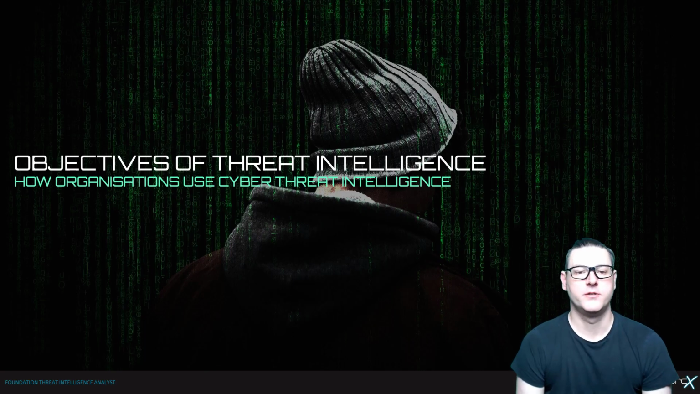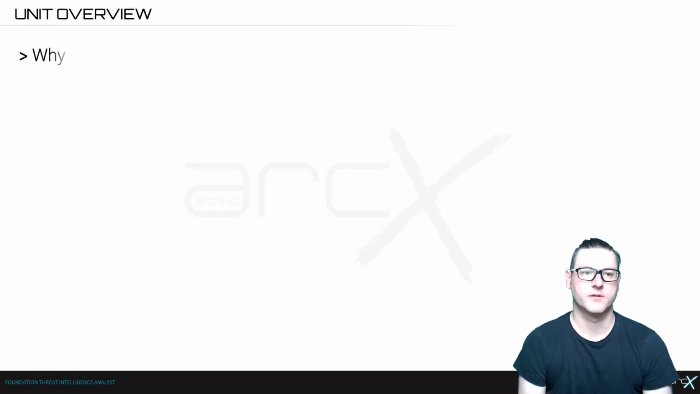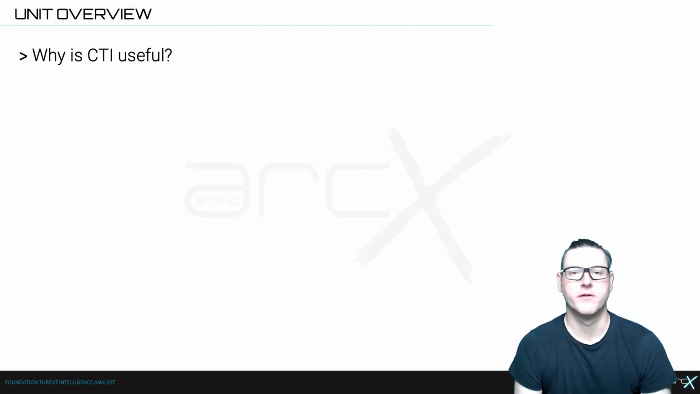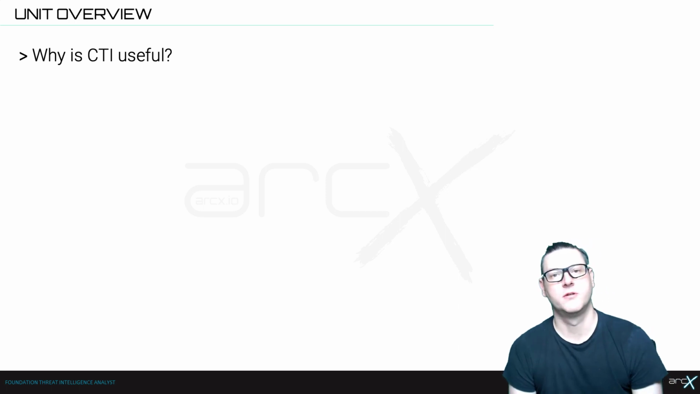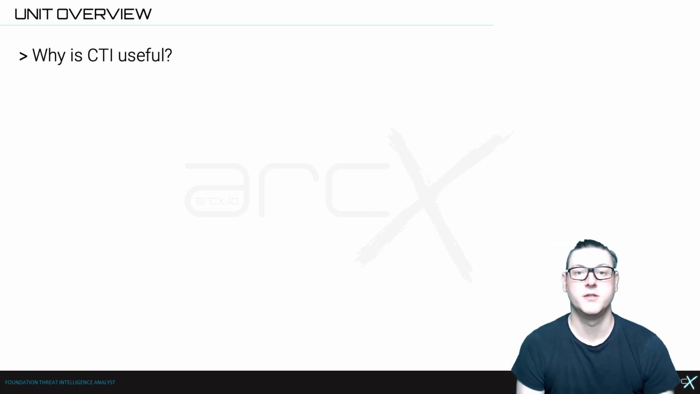So how do organisations use cyber threat intelligence? This goes back to this key question: why is cyber threat intelligence useful? This is actually quite a difficult question to answer, and so we need to introduce some more concepts to answer it. And this is the idea of the threat landscape. You often hear people talking about the threat landscape, and what does that mean? How does that fit together?